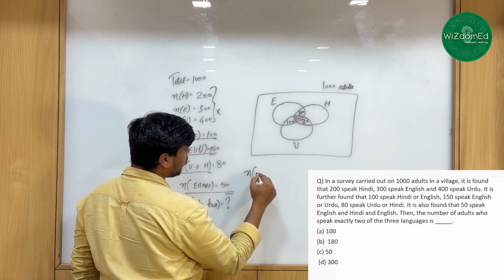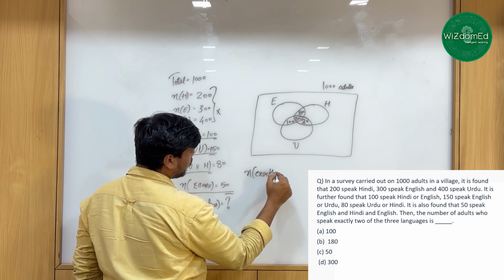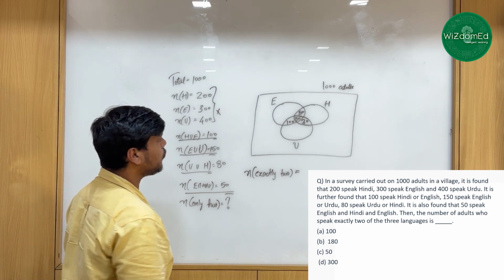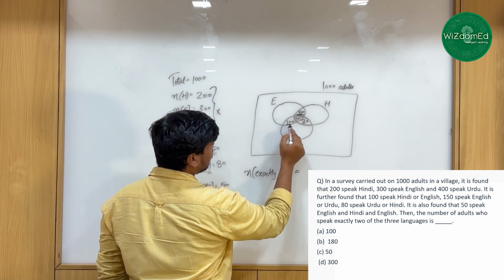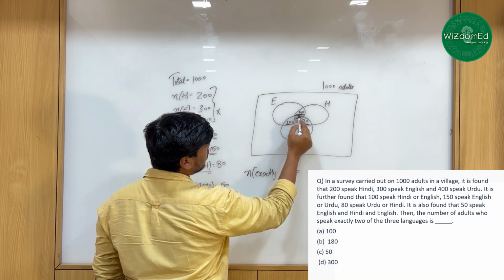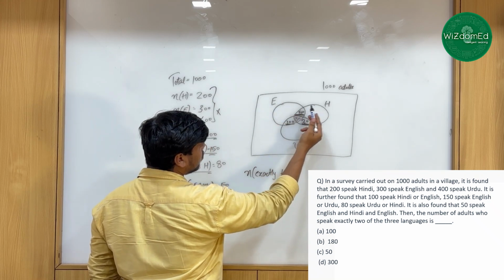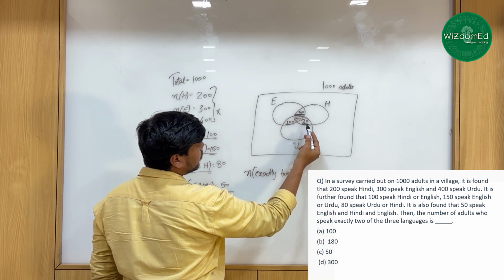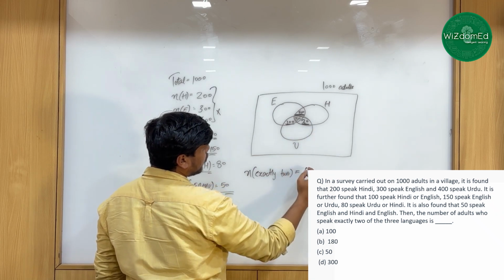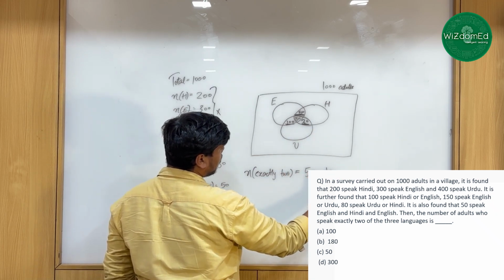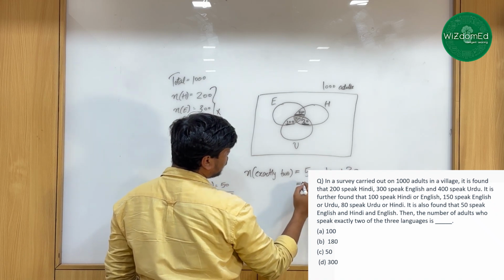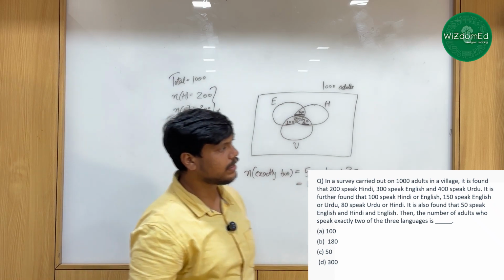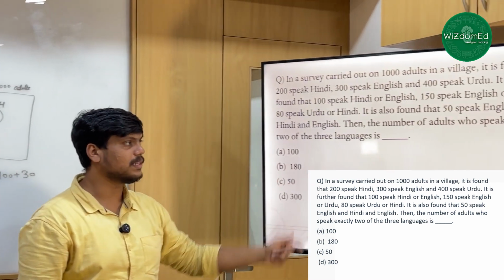So if we want to find the number of people who speak exactly two languages out of 3, what can we do? We can say that these 50 people are the ones who speak English and Hindi, that is the two languages. These 100 people speak English and Urdu, and these 30 people speak Urdu and Hindi. So in total, there are 50 plus 100 plus 30, which speak exactly two but not three languages, which gives us the total of 180. And then if we take a look at the options, we see that option number B is our correct answer.